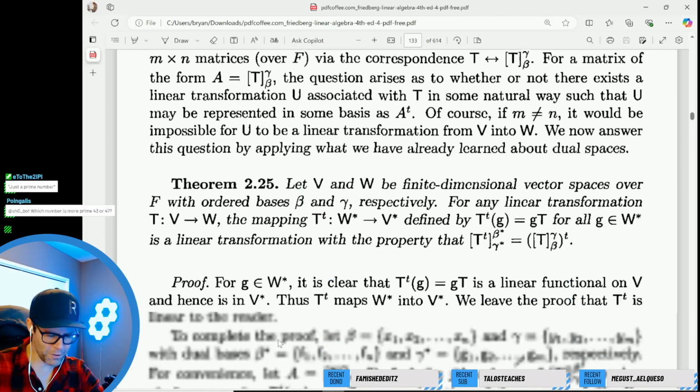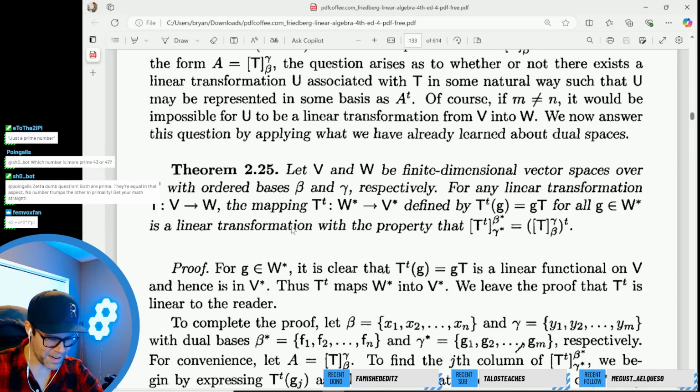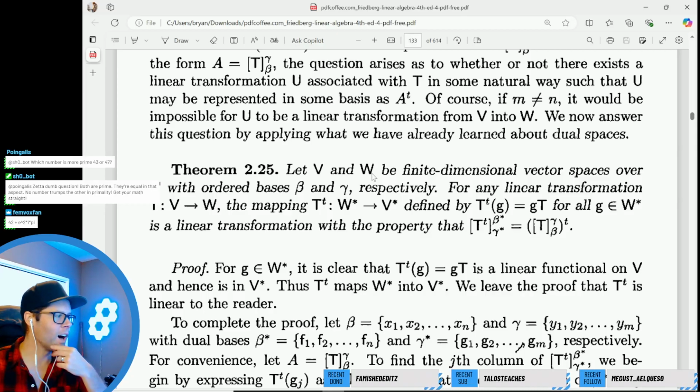Okay, I'm curious to know where they're going here. What's with the transpose Zeta dumb happening question here? Both are prime. They're equal in that aspect. No number trumps the other in primality. Get your math straight. Which number is more prime, 43 or 47? Does that have an answer?